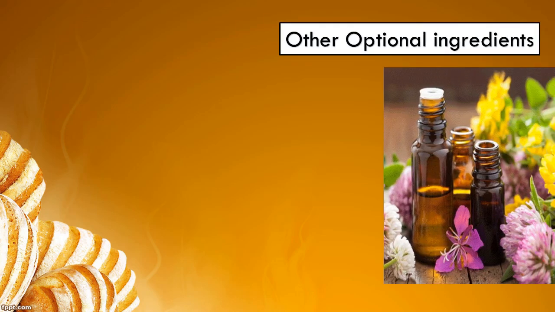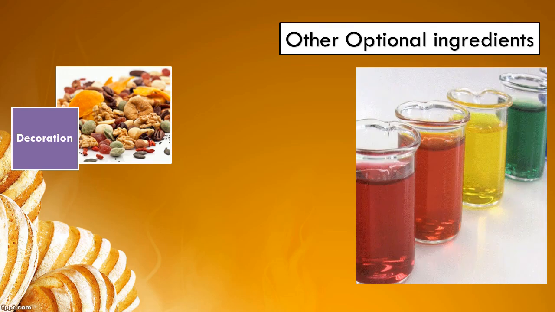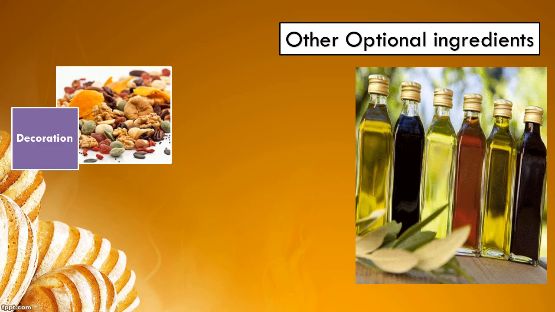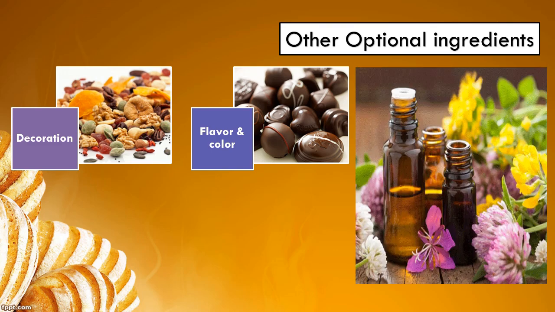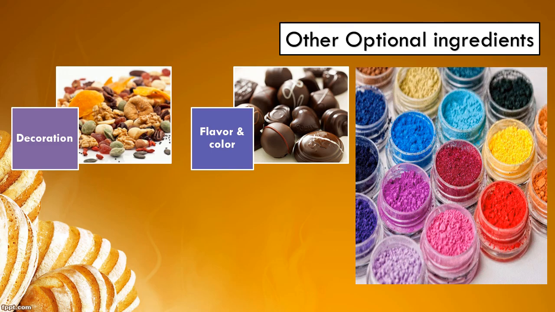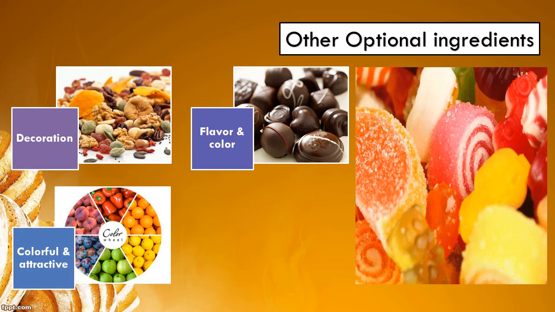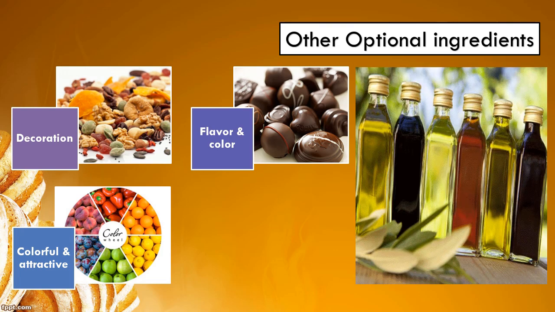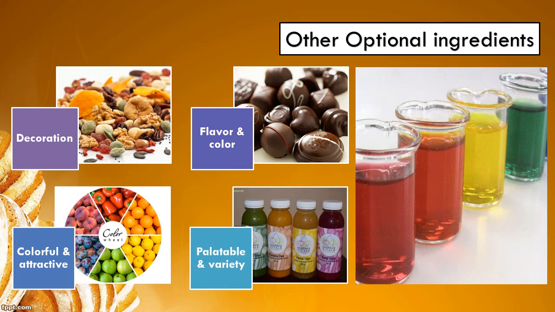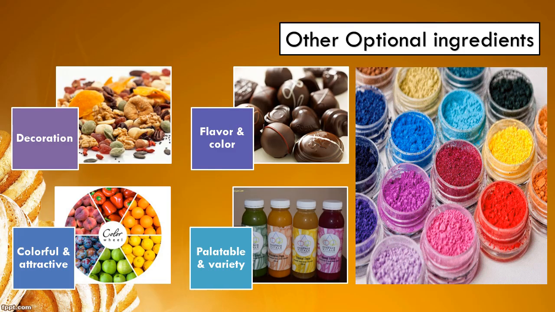Other than the above mentioned optional ingredients, we have a few more. Number 1 is fruits and nuts. Usually these are used in decorating the tops of the products. Number 2 is chocolates. These chocolates are added to fondant cakes and also used to improve the flavor and color of the product. Number 3 is food color. It is added to make the product more colorful and attractive. And number 4 is flavor. Usually it gives palatability and variety to the product.